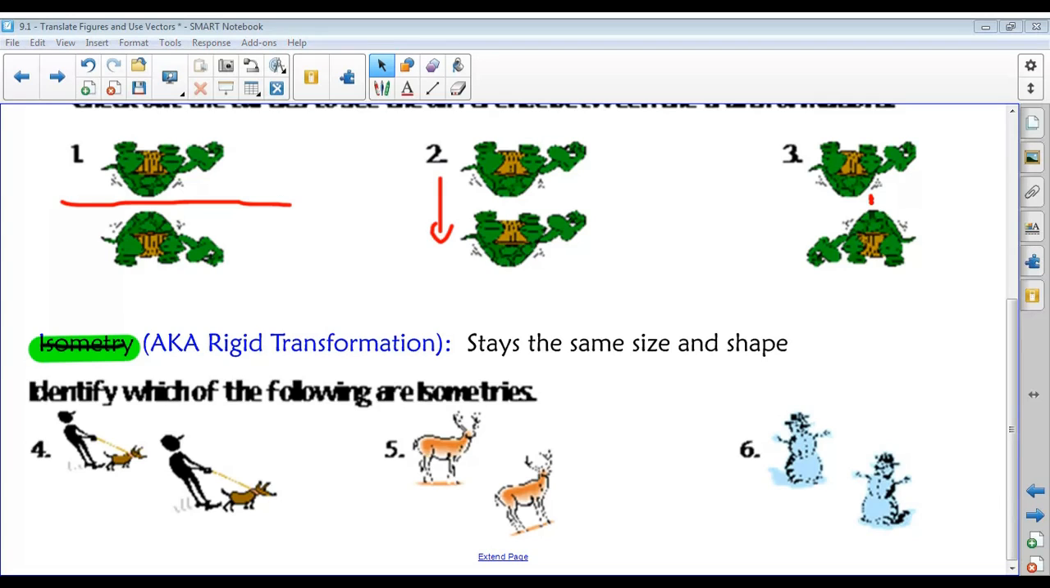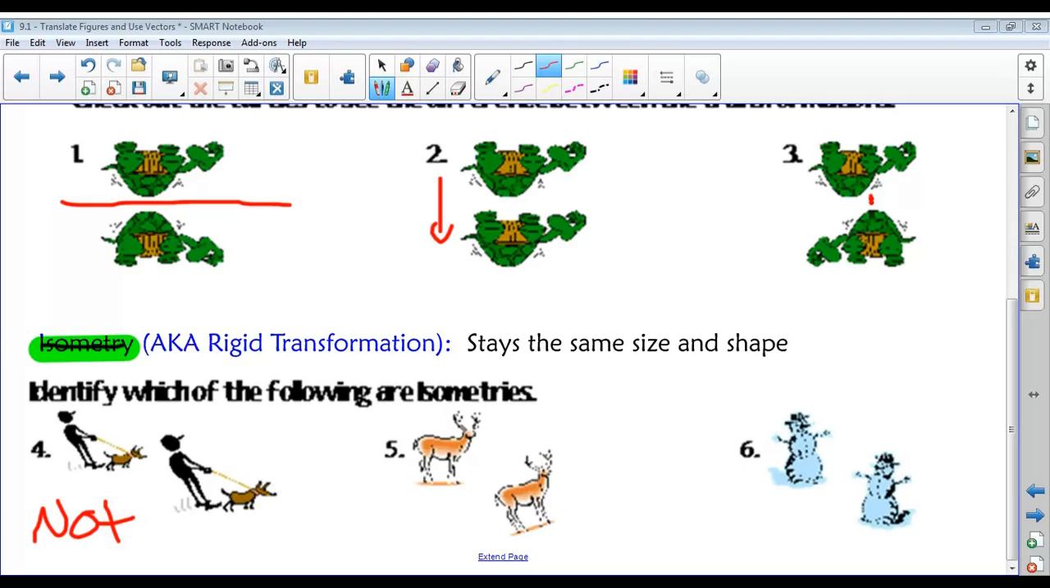So which one of those, if we map the pre-image to the image, and again, it really doesn't matter which way you look at it here, which one of those does not preserve the size and shape? Okay, so it turns out that number 4 is not an isometry. So the size has changed from one figure to the other.